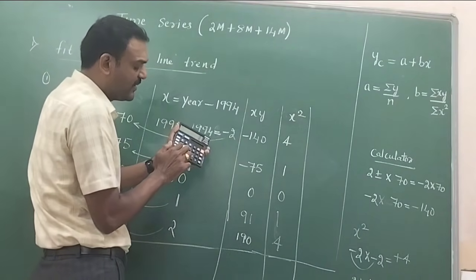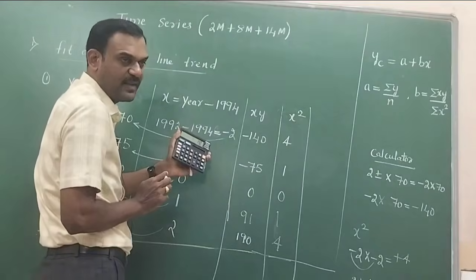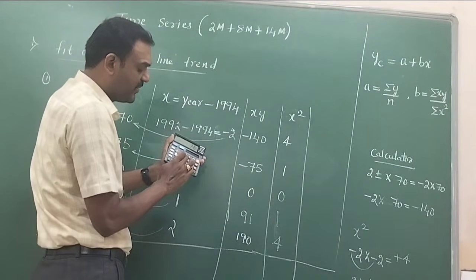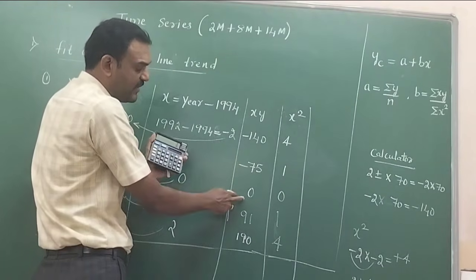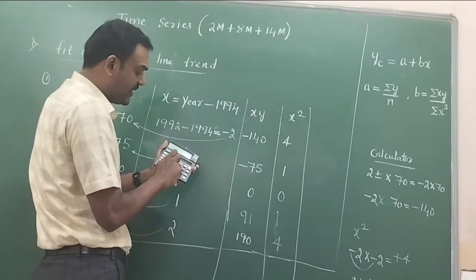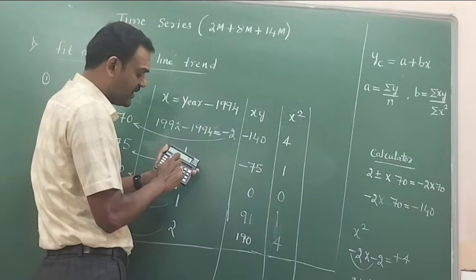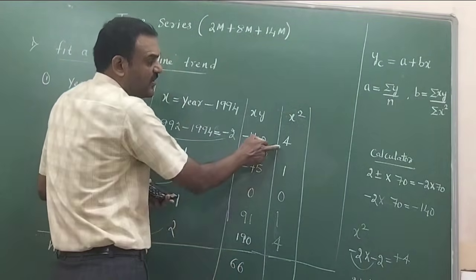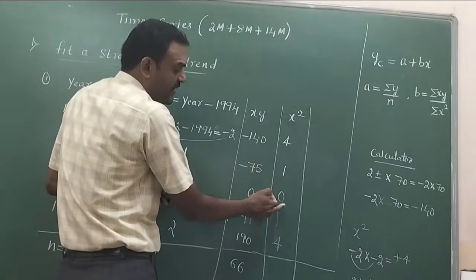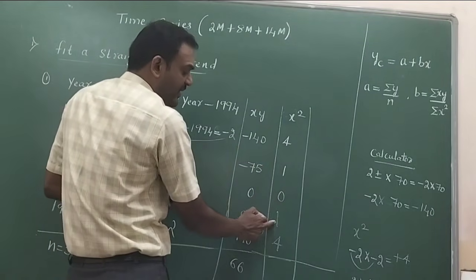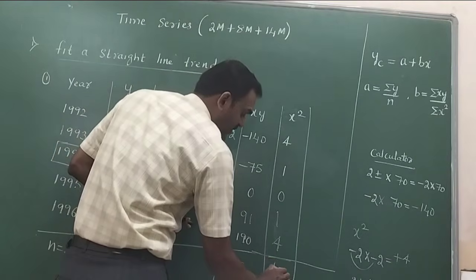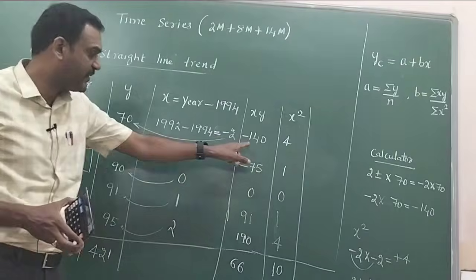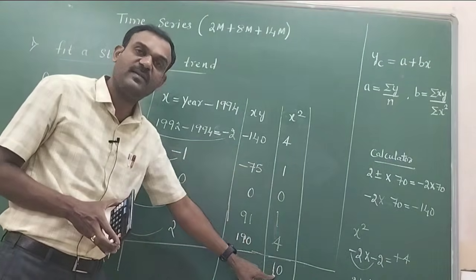For xy, see, there is minus here. How to press minus? 140 plus or minus, then minus 75, then plus 0, these are all plus, these two minus, these all plus, plus 91 plus 190, which gives 66. And then for the total, 4 plus 1 is 5, 0 means 5 only, plus 5 is 6, plus 4 is how much? 10. These are the total of y, total of xy, total of x square.